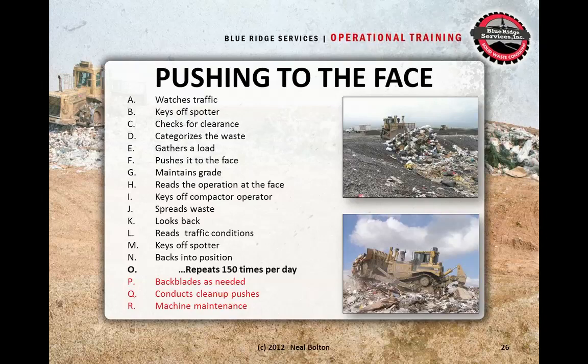So when we talk about value stream mapping, the ideal process is that we only push, spread, and return. We do only what's necessary, and we get rid of some of these other non-value added activities.